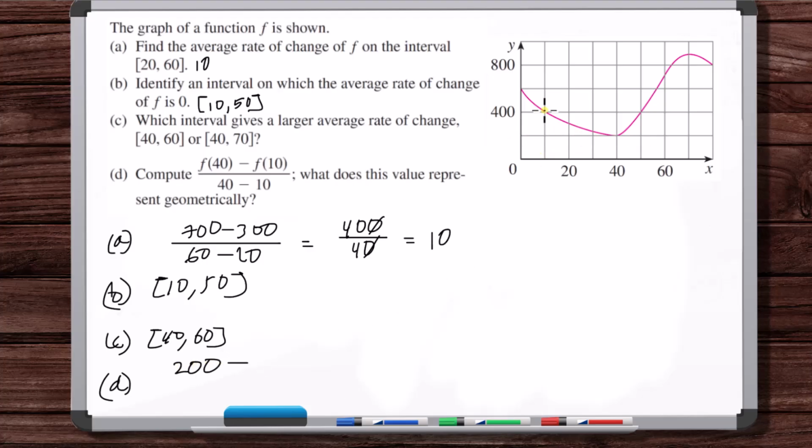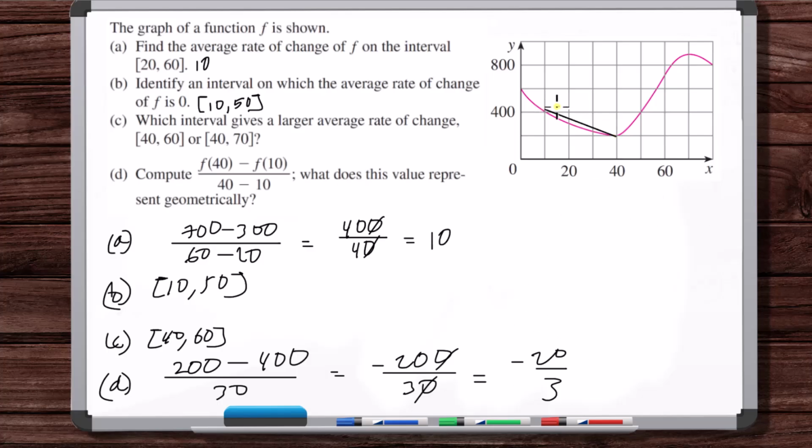F of 10 is 400. And then 40 minus 10 is 30. So that's minus 200 over 30, minus 20 over 3. And this is just the slope of the line going from x is equal to 10 to x is equal to 40. It's negatively sloped, right? That's why we get a negative. It's the average rate of change of the function over this interval.